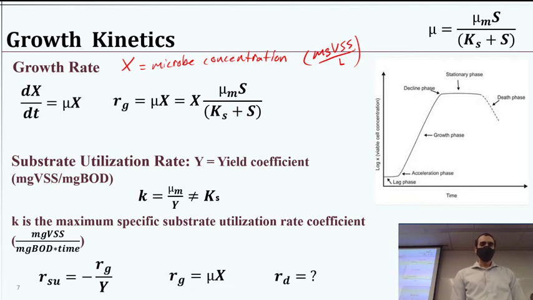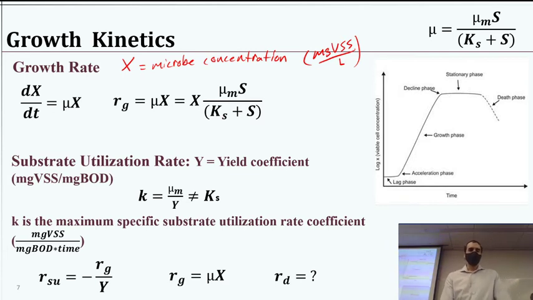I mentioned earlier, we could write this out as dx/dt equals mu x. I wrote it differently, I used the N, but we're going to use X here. So that's our growth equation. We can write our rate of growth, rg, as mu x, and we can rewrite that as X times this Monod equation. So we have X times mu max times S divided by Ks plus S. All right, so that's our growth. Simple enough once we understand what's going into that equation. Nothing particularly tricky, just several parameters that we need to know in order to work with them.